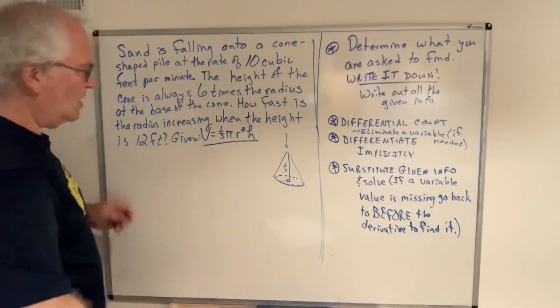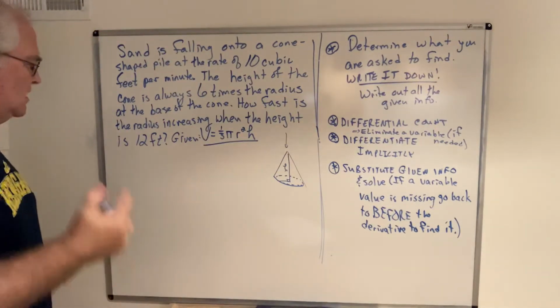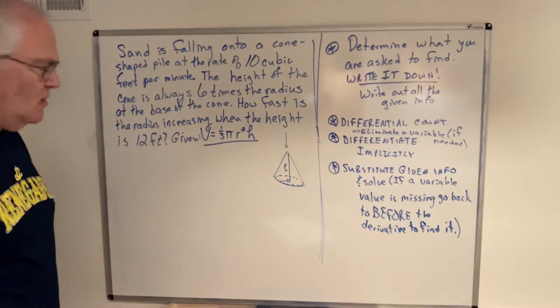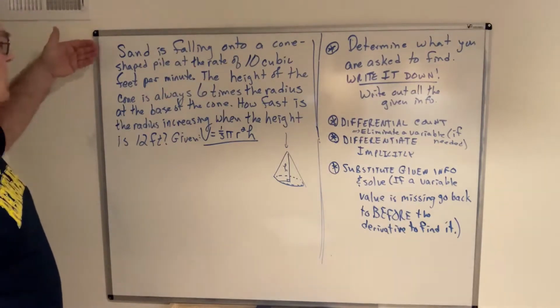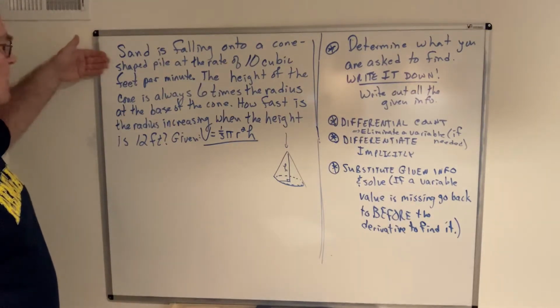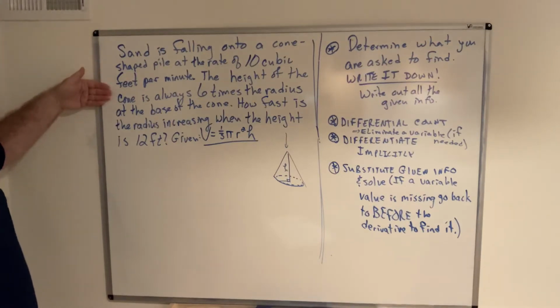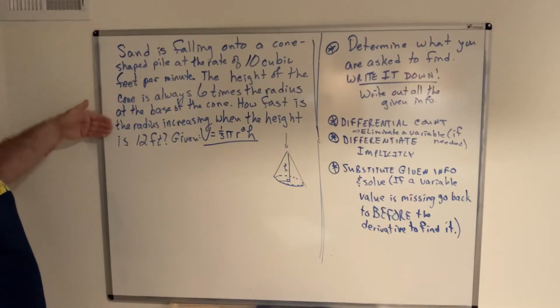Here's our question: how fast is the radius increasing when the height is 12 feet, and we're given the volume of a cone formula? Sand is falling onto a cone-shaped pile at the rate of 10 cubic feet per minute. The height of the cone is always 6 times the radius at the base of the cone. How fast is the radius increasing when the height is 12 feet?